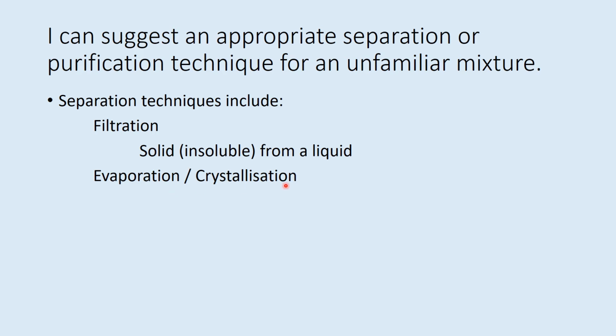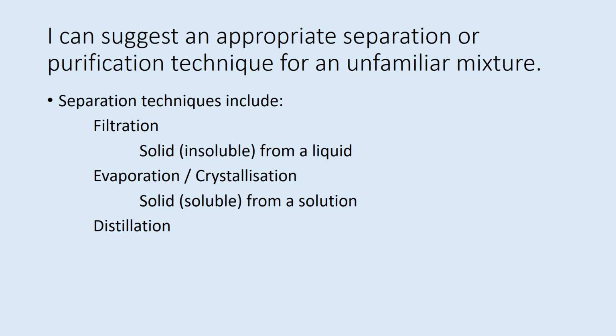Then evaporation or crystallization. This one of course is where you get the solid, but this time the soluble solid, from a solution. So if you had a solution containing something that was dissolved, like dissolved copper sulfate or dissolved sodium chloride, then what you do is you put it in an evaporating basin, and then you would gently heat that. The water would evaporate and you'd be left with solid crystals in the bottom.